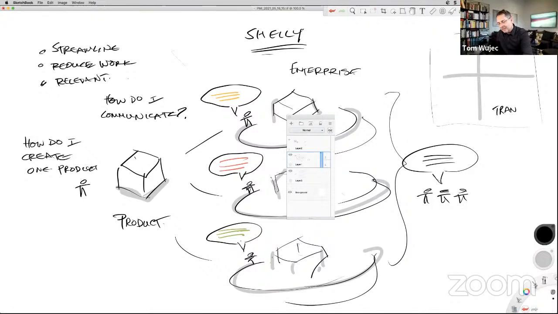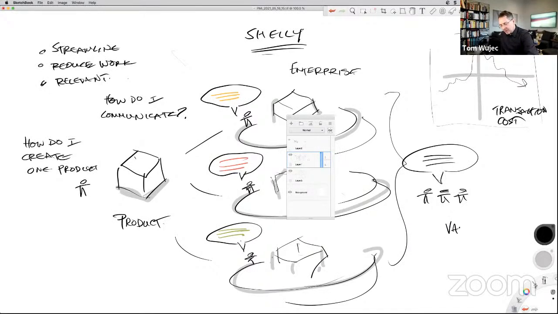What is the transaction cost of someone understanding the message in a way that they get it? Not unlike the diagram that I drew before, how many mental calories, if you will, are people willing to put in until they get that aha moment? Your value proposition is relevant.